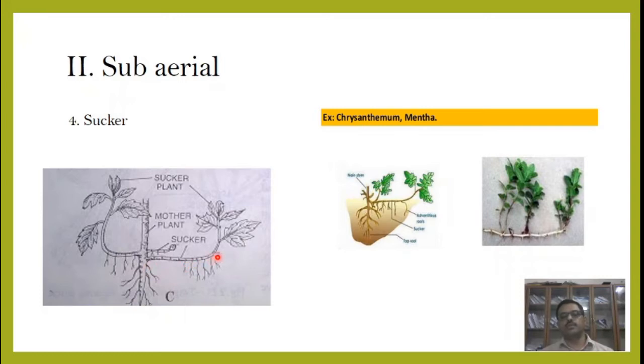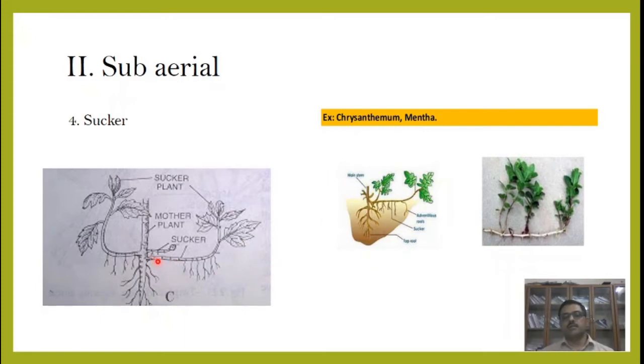It grows for a certain distance, producing roots, and after growing for a certain distance or length, it moves vertically upwards, producing new plants, the sucker plants. So from the mother plant, suckers develop in all directions and they grow vertically upwards, producing new sucker plants. So this is called sucker, and example is mentha as well as chrysanthemum.